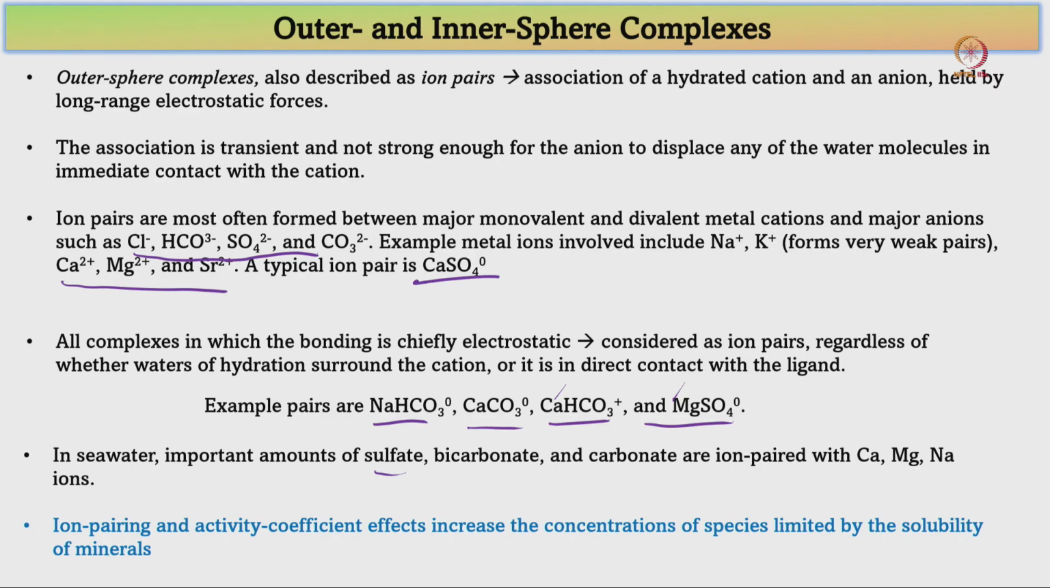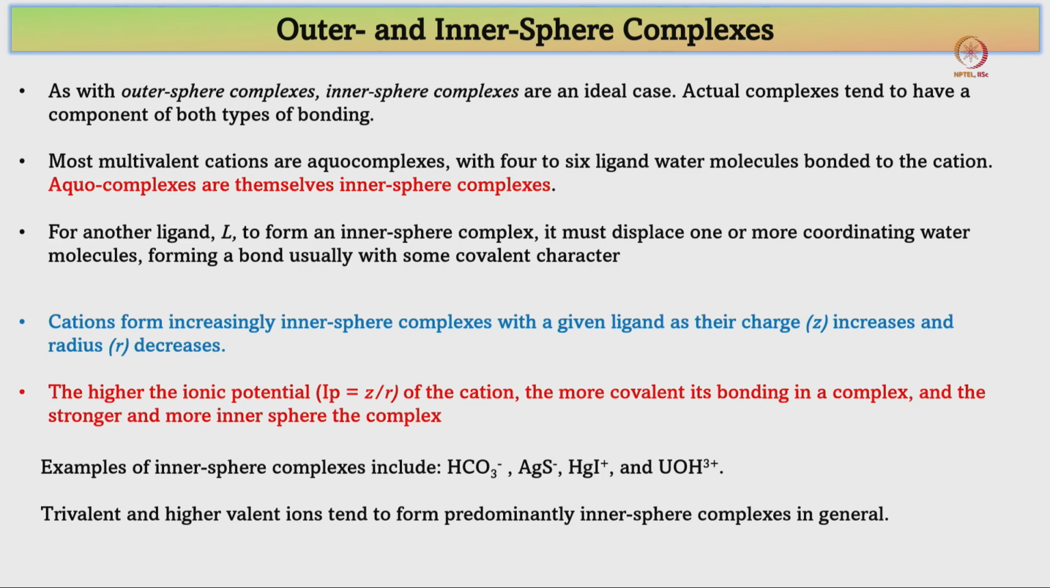Just due to ion pairing, it can increase the solubility. As opposed to outer sphere complexes, inner sphere complexes are the ideal case. Both of them will generally be there. An inner sphere complex will always have some outer sphere ring.